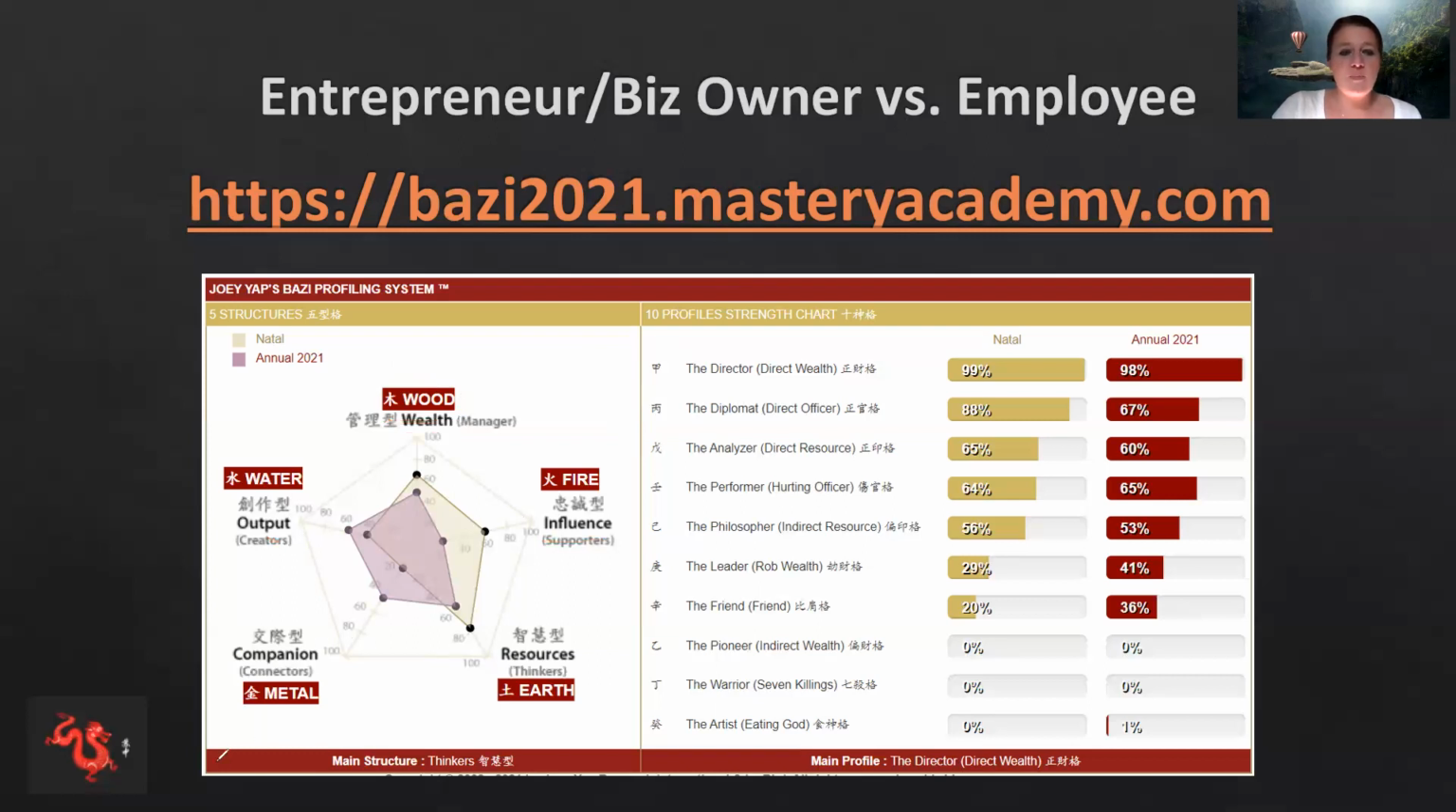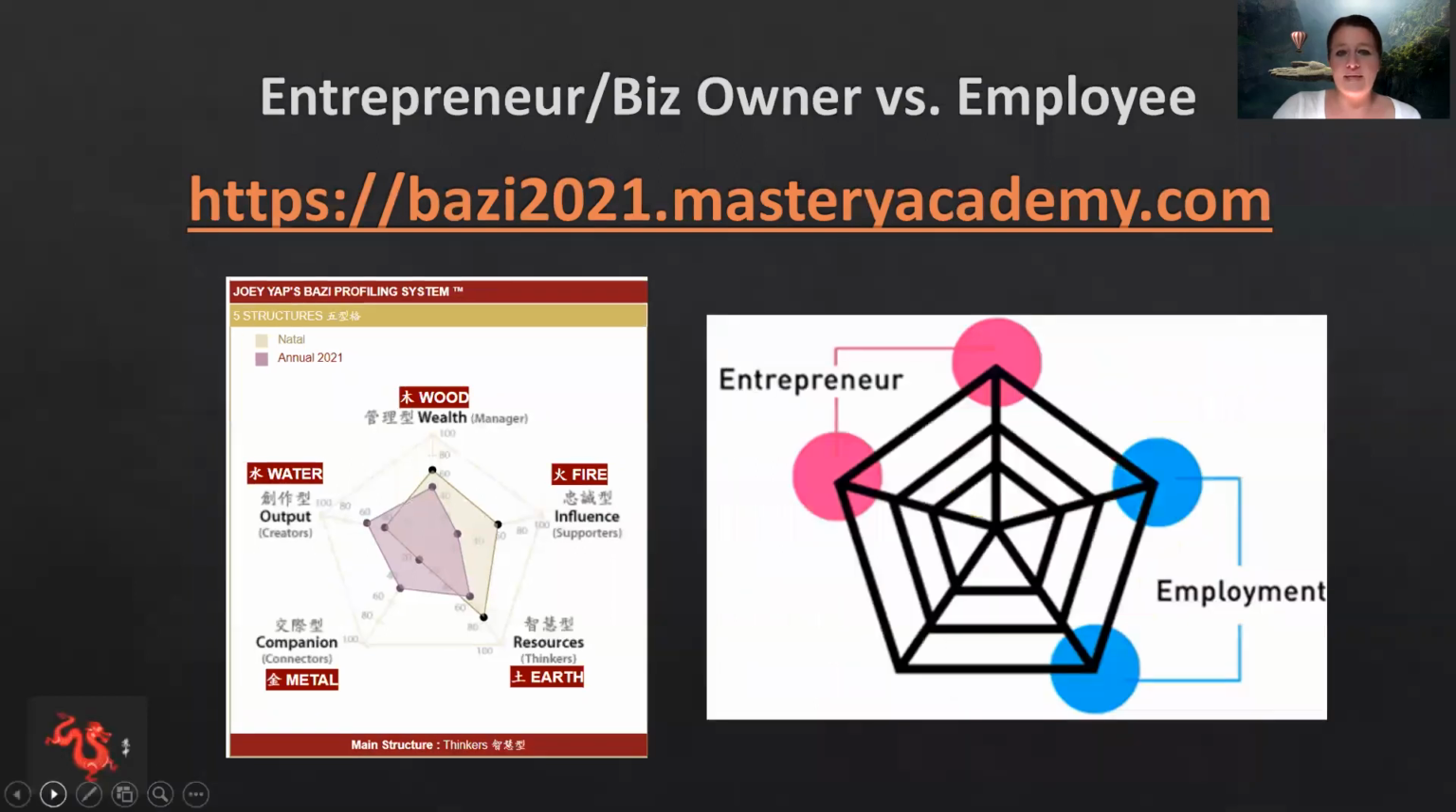Once you have plotted this chart, you look at this one here. Maybe you can take a screenshot of this. Let me just put my face up there. There we go. So we will look at the 5 structures and then we have this diagram on the right. What you need to check now is which one of these structures has the highest percentage in the sample Bazi chart you have. In this case, the resource structure is the strongest, as you can see, because it goes all the way up to 80.